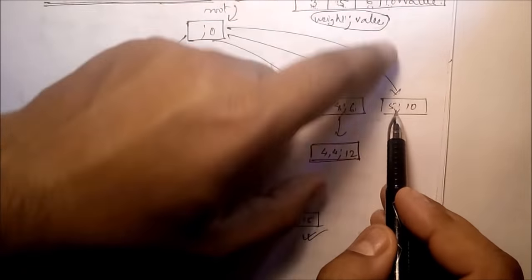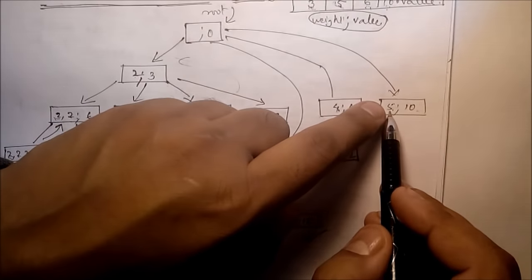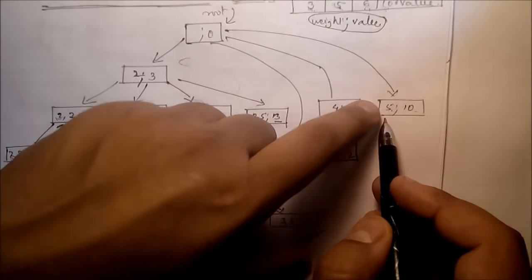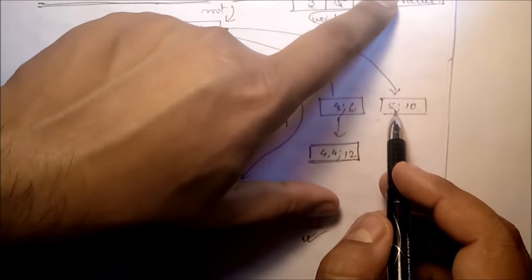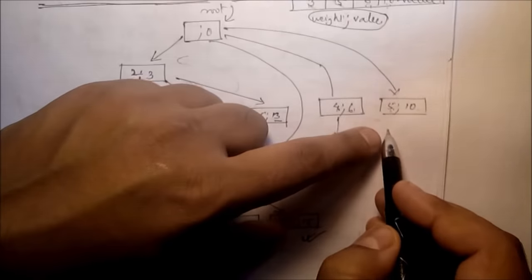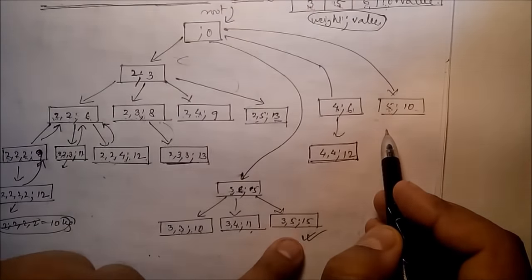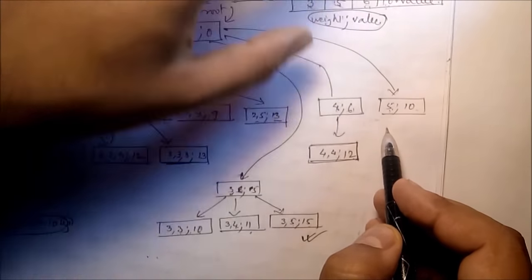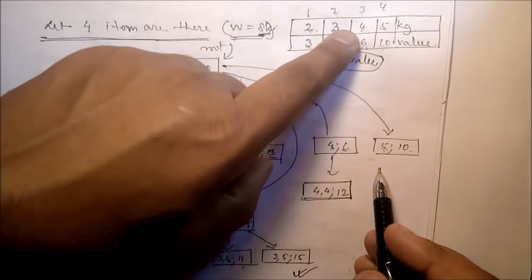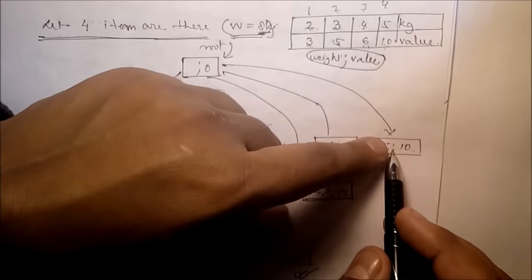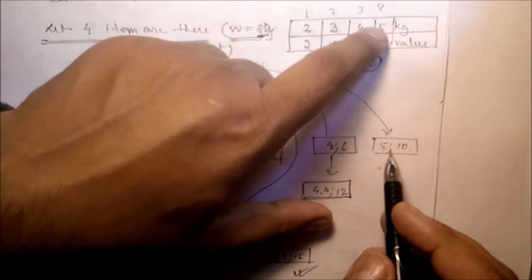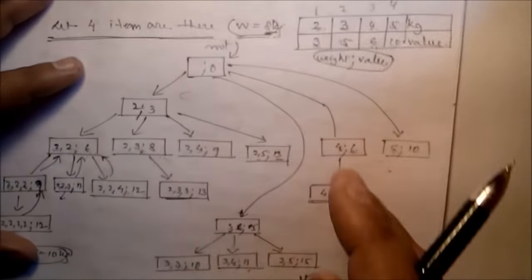Next, 5. Yes, we can take one single 5. The value is 10. Can you take another first item? 5 plus 2, 7. We can, but we should not because we have already explored this one. Can you take the second item, 5 plus 3? We can take it, but we should not because we have already explored it. Can you take fourth item and third item? 5 plus 4, 9. We can't take it because the maximum capacity is 8. Can you take another second item? No. Stop the process and return back.